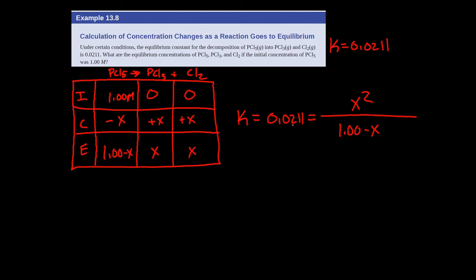And so we would have 0.0211 and take the square root of it to get rid of the square on the x on the other side. So we're taking the square root of both sides. And that would give us x is equal to 0.145. And so if we check our x is small assumption, I don't think it's going to work. So we have 0.145 divided by 1, which is just going to end up being 0.145 times 100% is going to give us 14.5%.